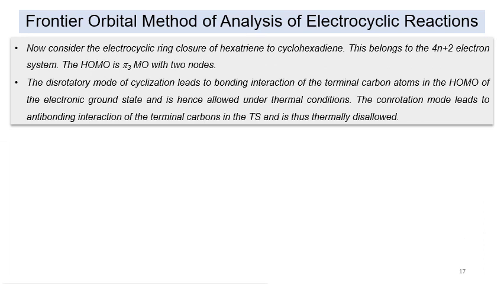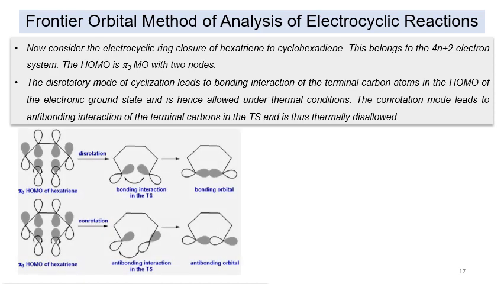Let's now consider the electrocyclic ring closure of hexatriene to cyclohexadiene. This now belongs to the 4n plus 2 electron system, and we know that the HOMO is the pi 3 molecular orbital. Since this is pi 3, so minus 1, that means it will have two nodes. Let's see whether we have drawn this correctly. There's a node here and there's a node here, and both are symmetrically placed. So we have drawn the correct molecular orbital.